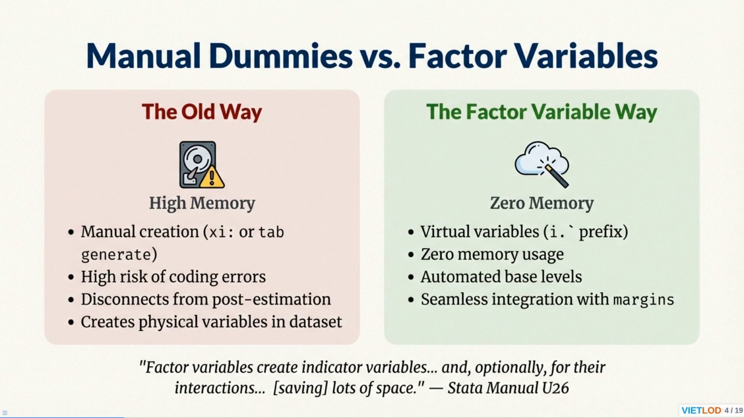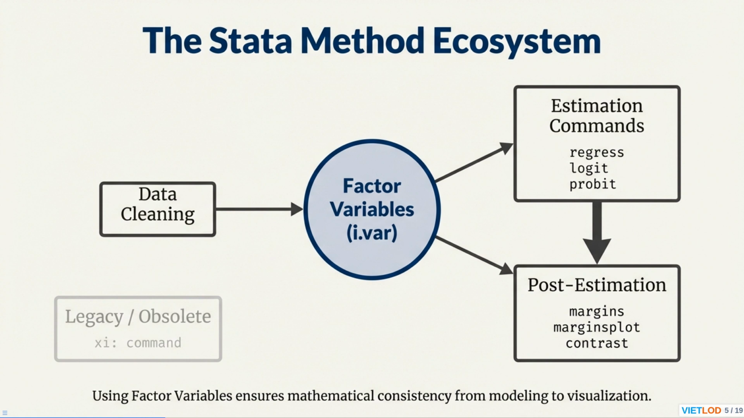Instead of creating 4 new physical variables for 4 regions, for example, i.region creates them on the fly during the regression. As the Stata Manual U26 states, factor variables create indicator variables, and, optionally, for their interactions, saving lots of space.